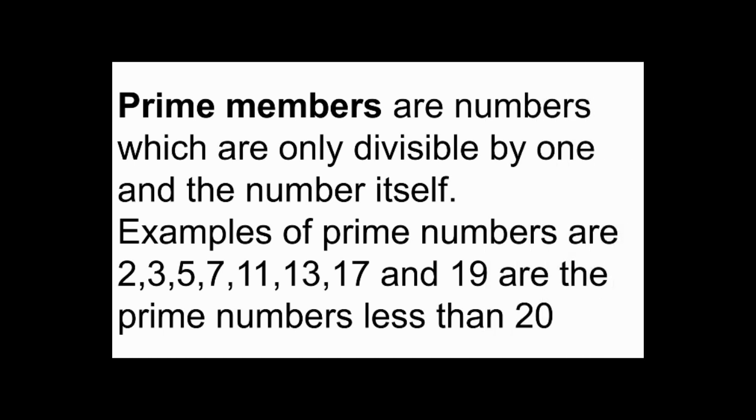Now prime numbers are numbers which are only divisible by 1 and itself. Examples of such numbers which are only divisible by number 1 and the number itself include 2, 3, 5, 7, 11, 13, 17, 19. So between 0 and 20, those are the only prime numbers. Looking at them and their divisibility, they can only divide 1 and the number itself.